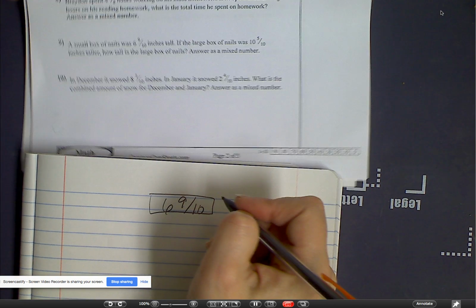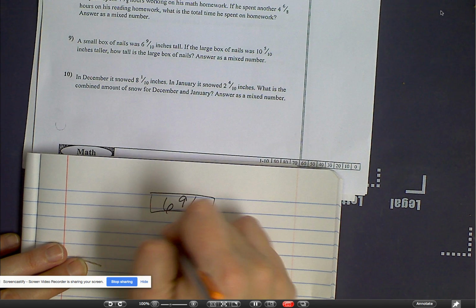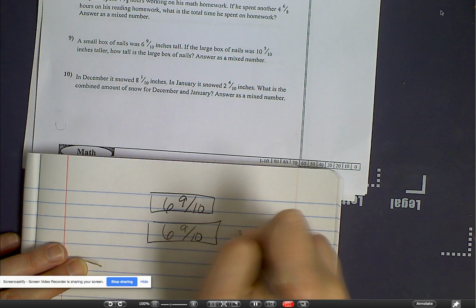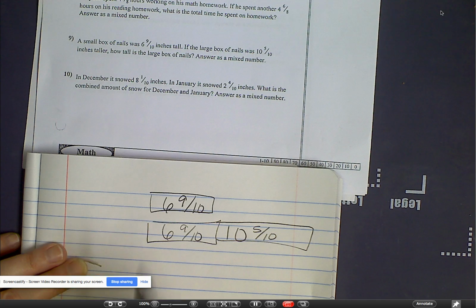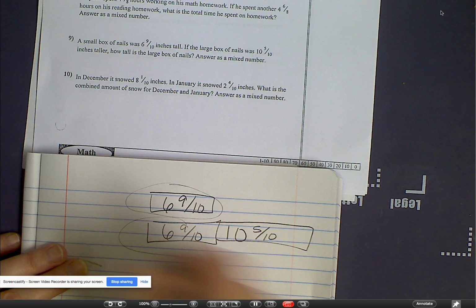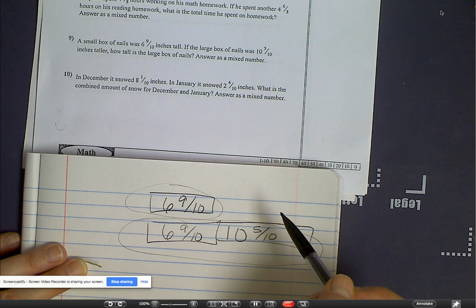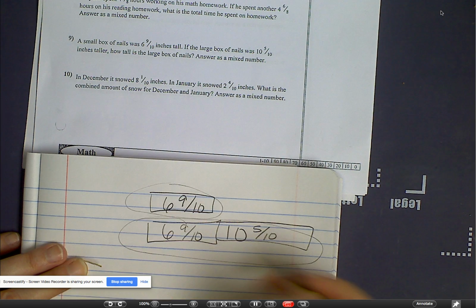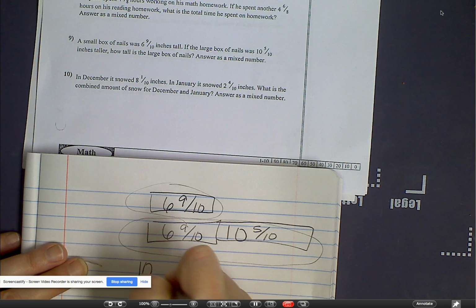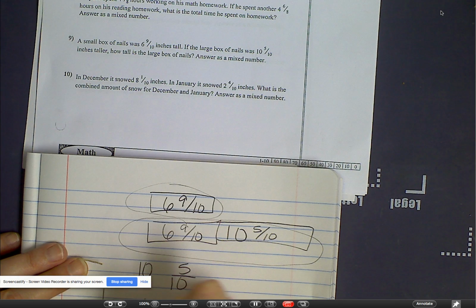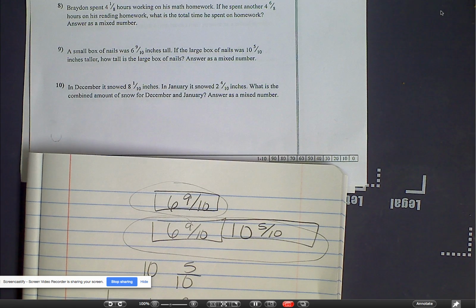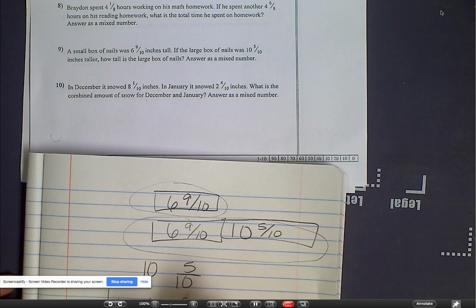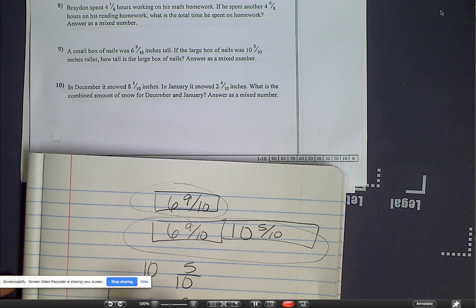Okay, if the large box of nails was 6 9/10 plus 10 5/10. So this is the small box and this is the large box. So now we're trying to figure out how big is the large box. So we have to add that. So I'm going to say 10 5/10 plus 6 9/10. First thing I'm going to do is make sure that I have the same least common denominator, which I do, which is 10. And then I can go ahead and add. 5 plus 9 is 14 and keep my denominator, and then that's 16.